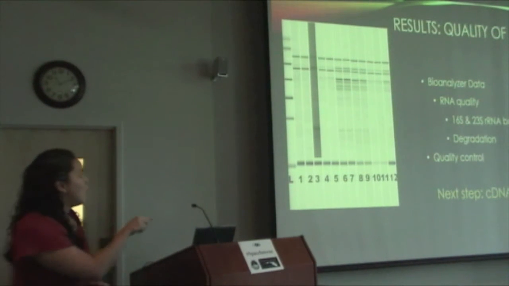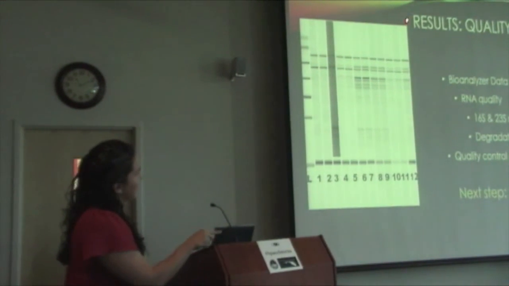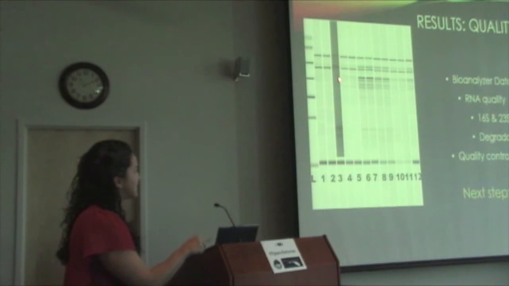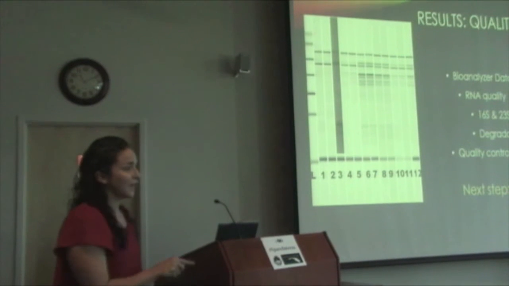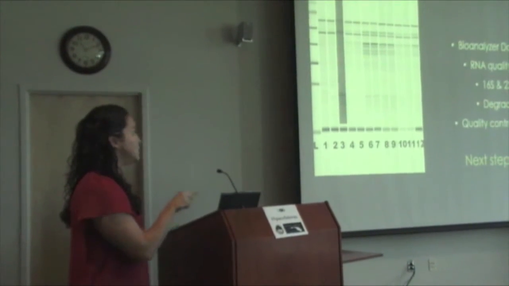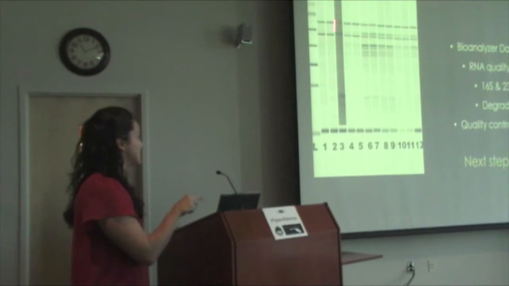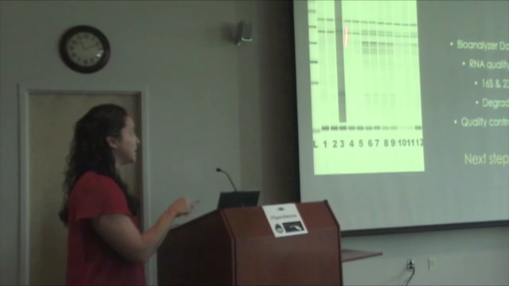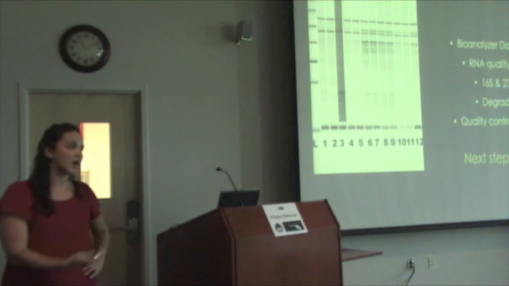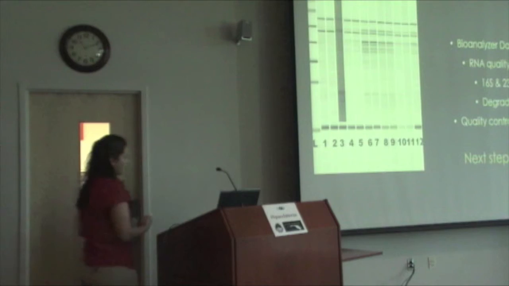This is another quality checkpoint because you can see these are nice clear bands, whereas in lane 3, degradation is present here. So we essentially will not use that to convert to cDNA. We cannot use lane 3. And that's another quality checkpoint. Not just quantity, we have to focus on the quality of the RNA.